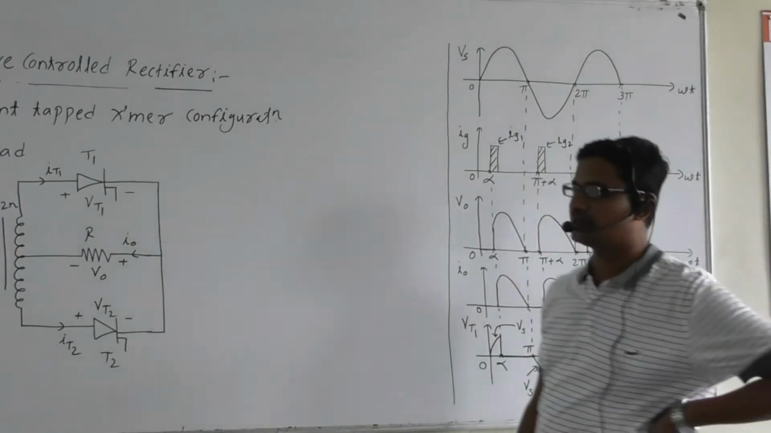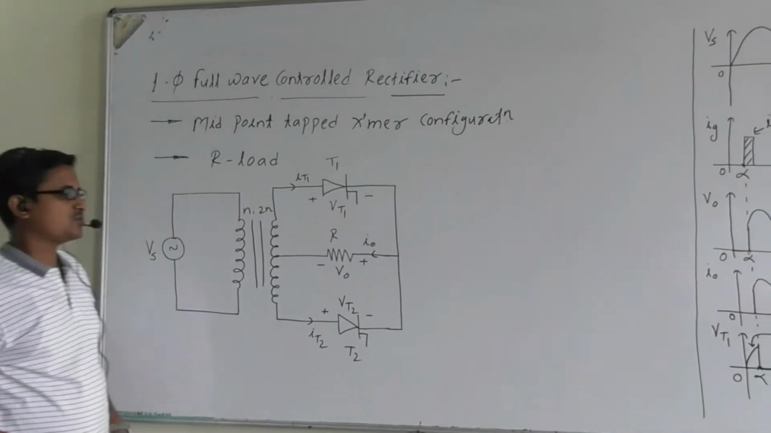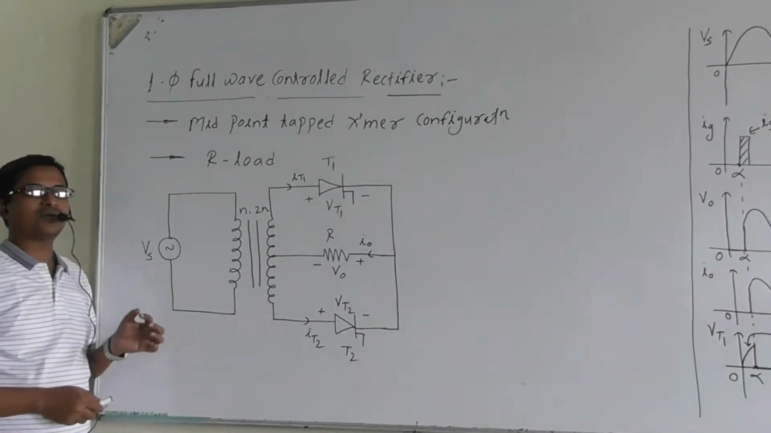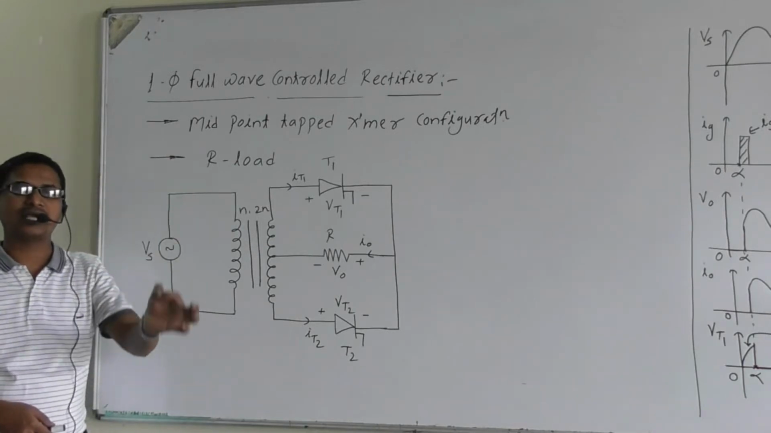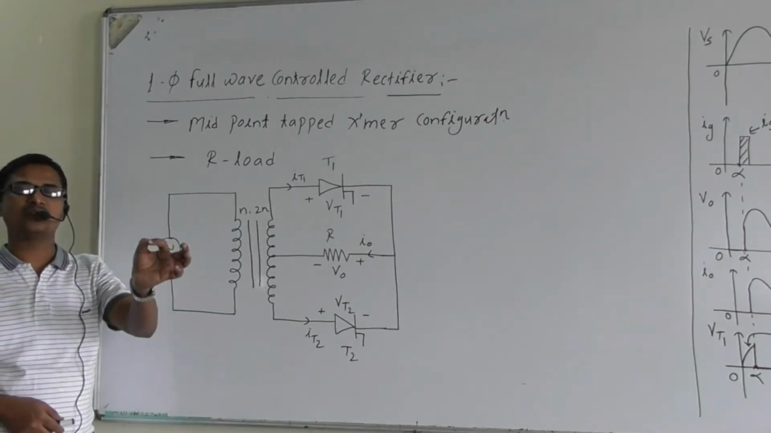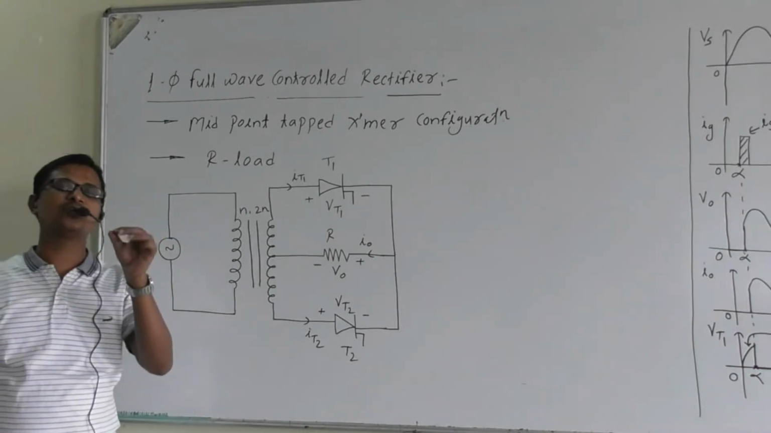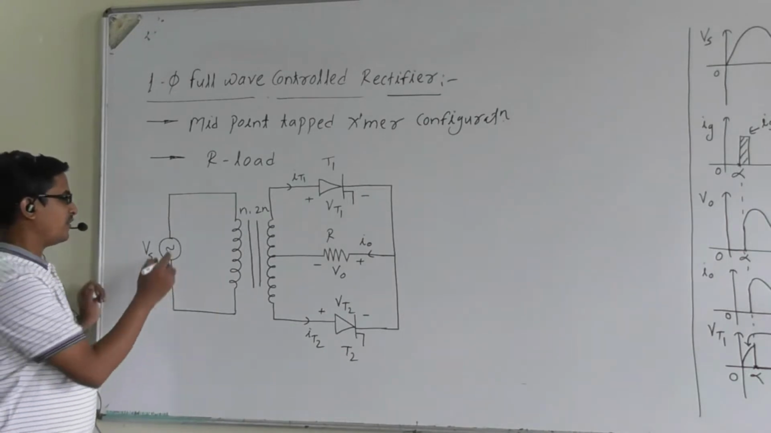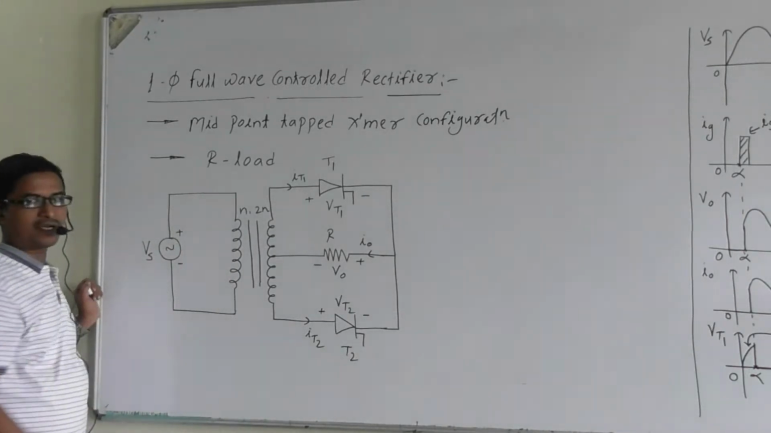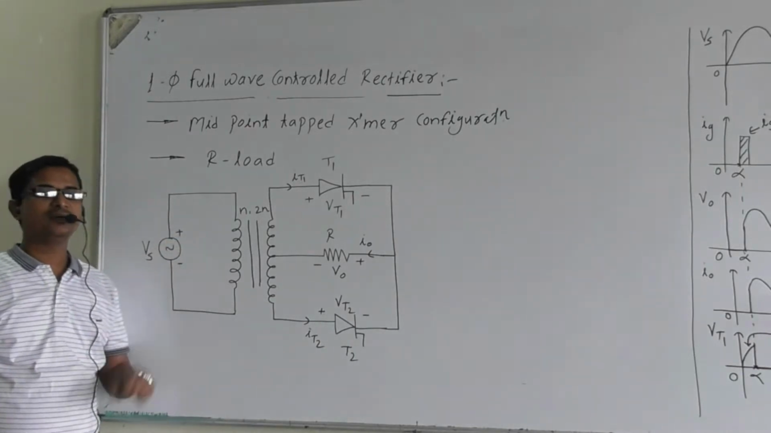Now let us come to the circuit. Here Vs is equal to Vm sin(omega t), so it is sinusoidal. For omega t from 0 to pi, Vs is positive; from pi to 2 pi, Vs is negative. So when Vs is positive, it is plus here and minus here.